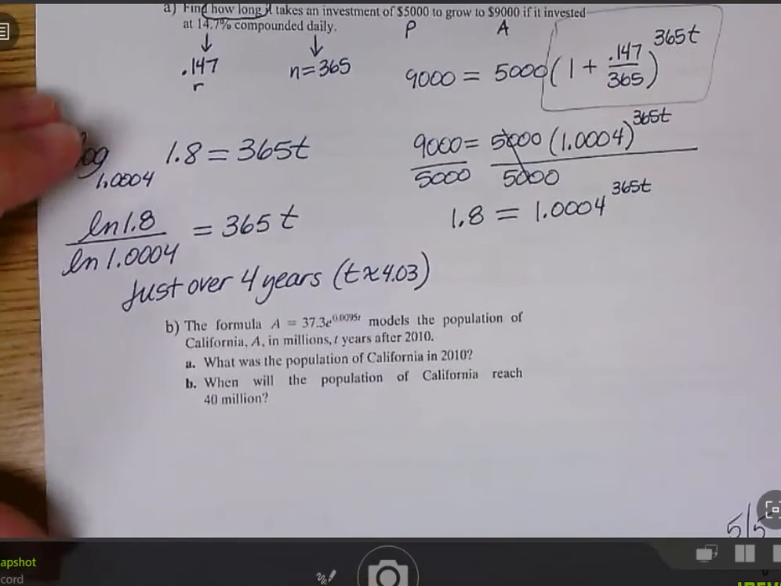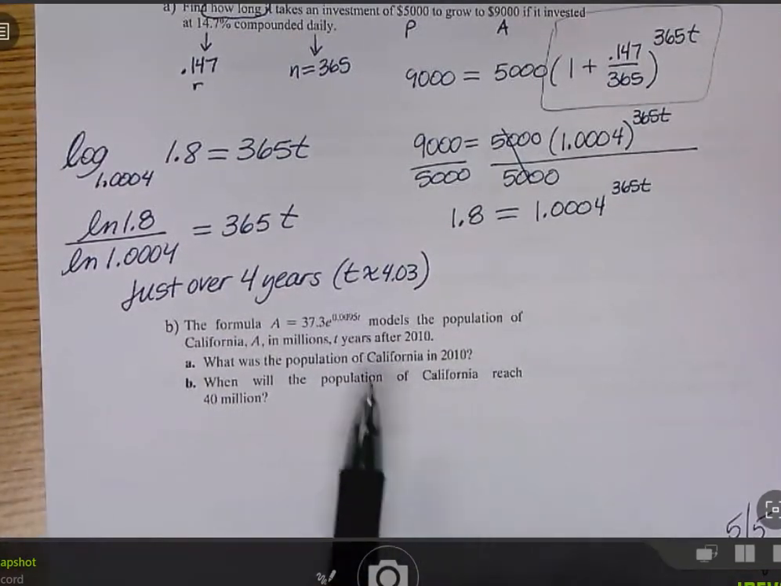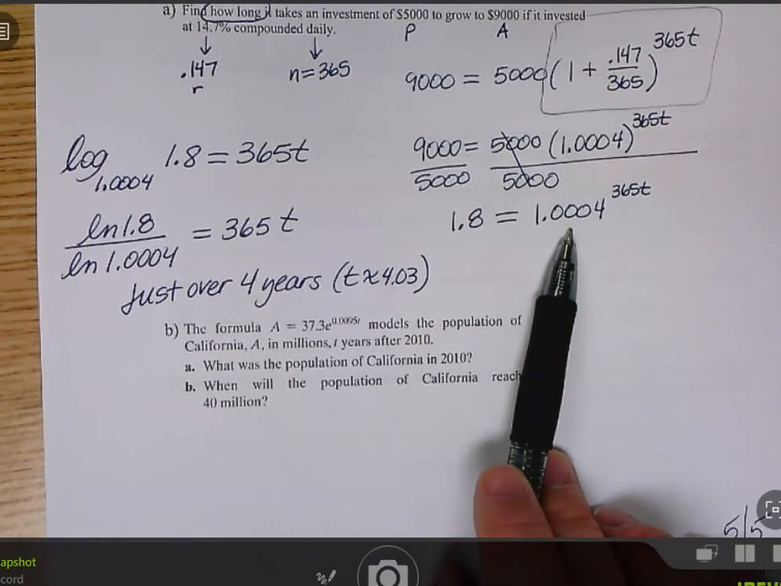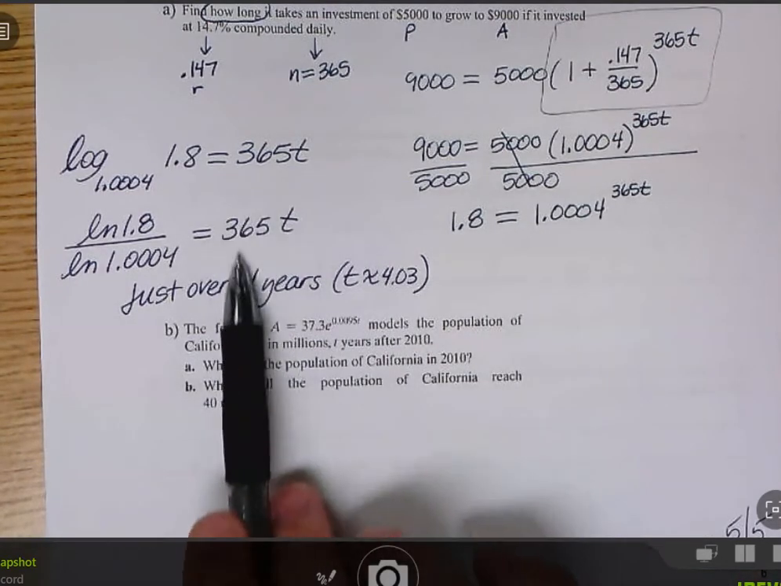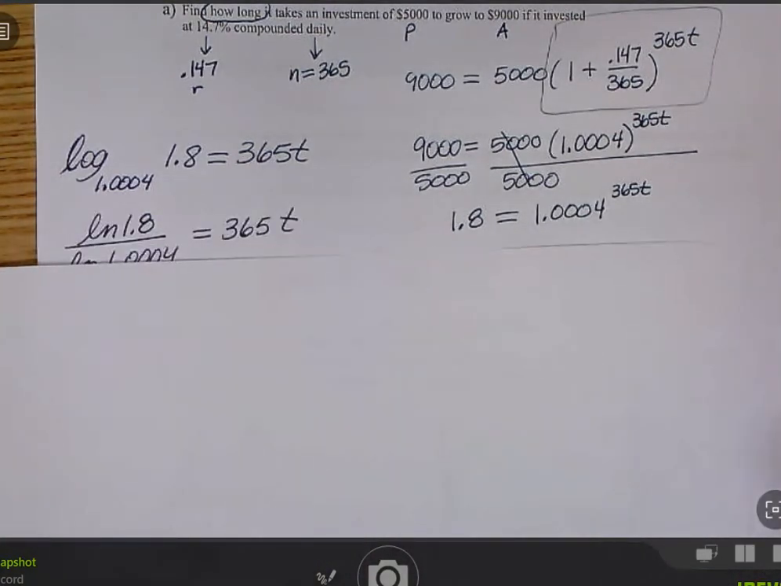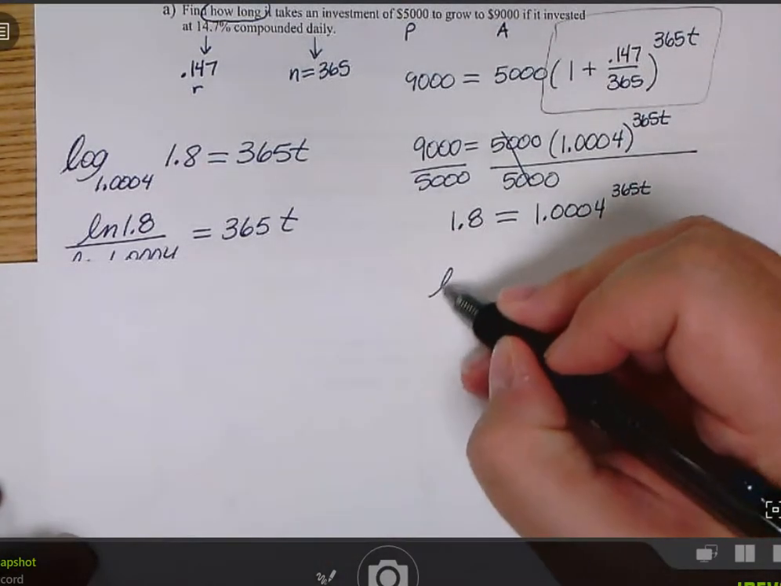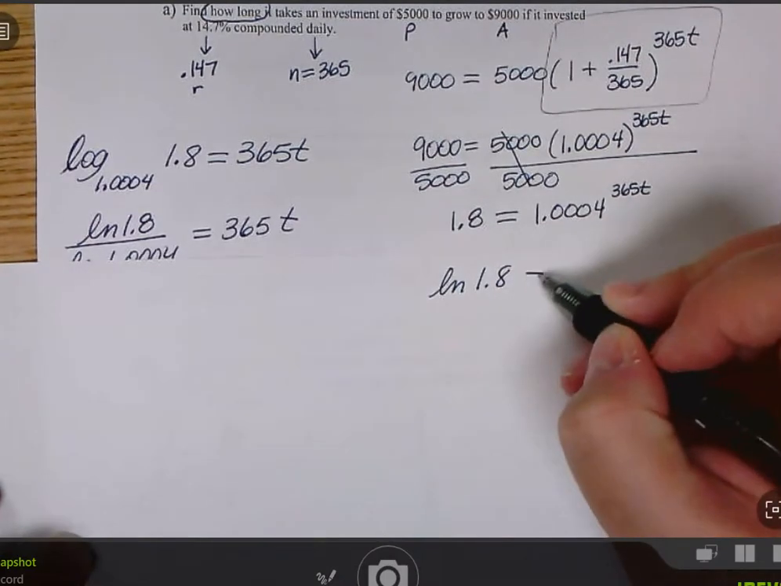All right, now I did that using rewriting. I took an exponential equation and I rewrote it as a logarithmic equation and then solved. I told you at this point right here we could have just done it by taking the natural log of both sides. So let's try it that way. I would have just done this.